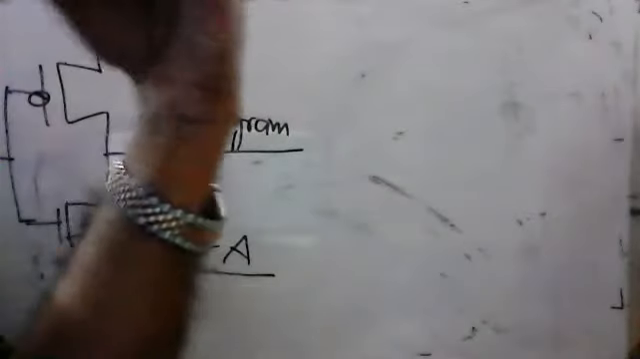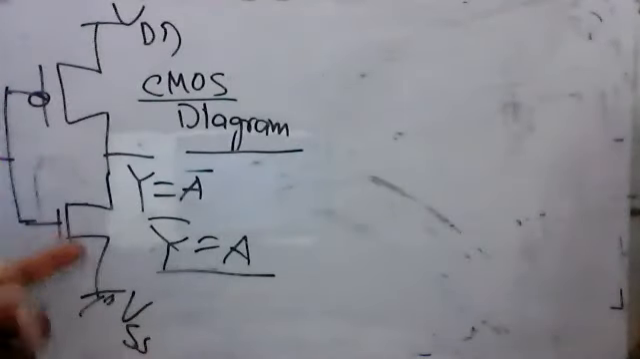So the number of CMOS, there are some basic rules. Let's say if a Boolean equation has two inputs, then we need two CMOS to design the IC. And if a Boolean equation has five inputs, so you need five CMOS to design the integrated circuits. But in here, we have only one input. That's why we need only one CMOS to design the circuit. One CMOS means one NMOS and one PMOS.